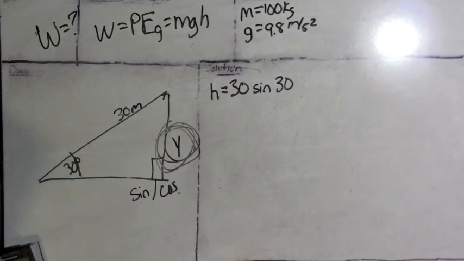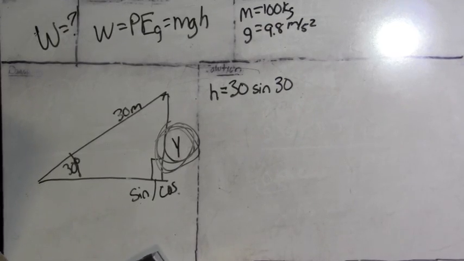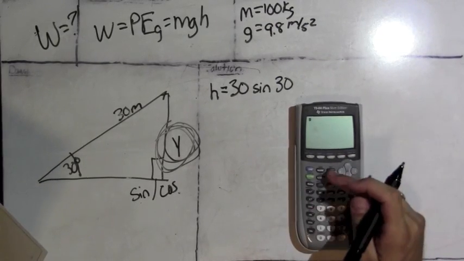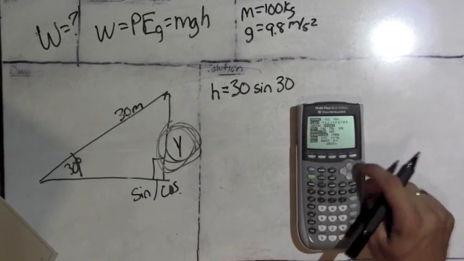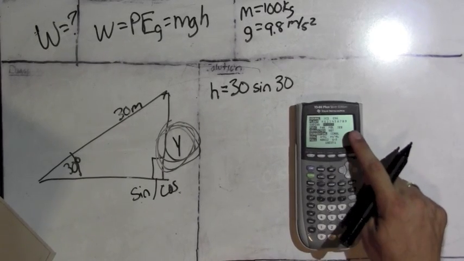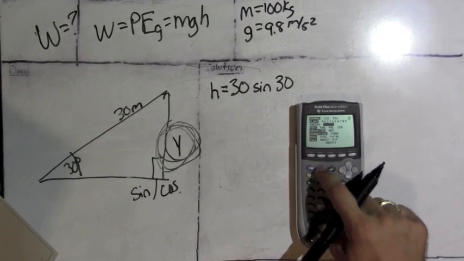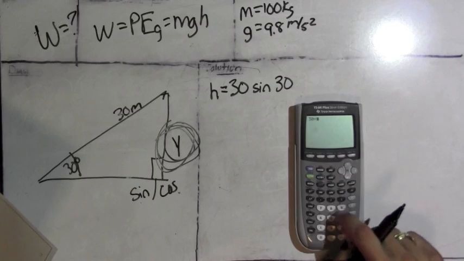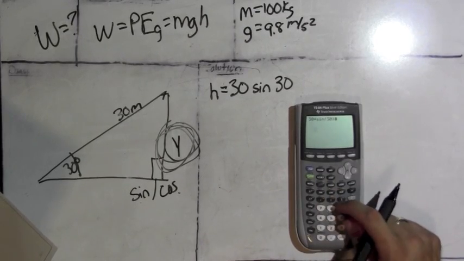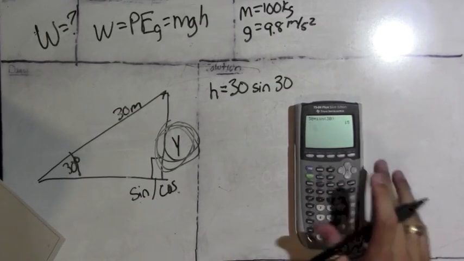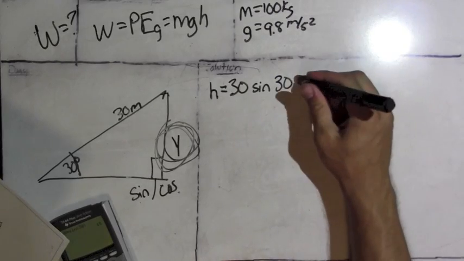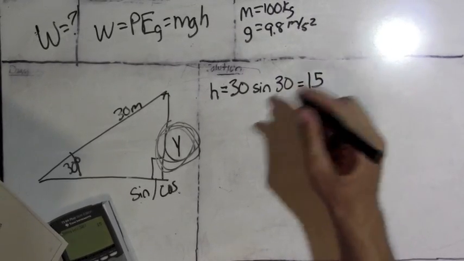30. Now when I do this calculation in my calculator, I do want to make sure that my calculator is in degree mode by hitting the mode button, making sure that degree is the function that's highlighted, not radian. And then I do 30 times the sine of 30. And I get 15. So my height is now 15.